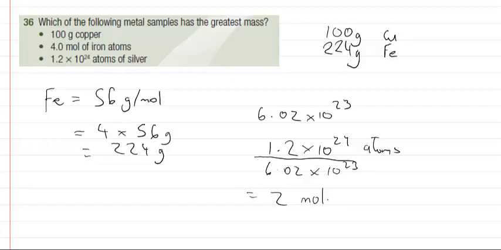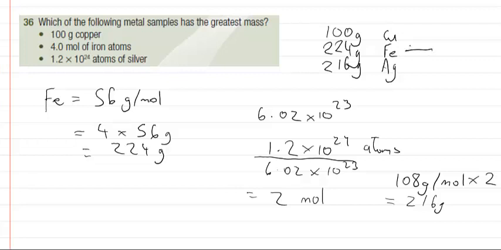The molar mass of silver is 108 grams per mole. So again, 1 mole of silver atoms, 6.02 times 10 to the 23 silver atoms, will weigh exactly 108 grams. Because we have 2 moles, we do 108 grams per mole times 2 moles, which gives us 216 grams. So we can compare that with our other 2 masses. 216 grams of silver. And as you can see, the highest mass there is the iron.